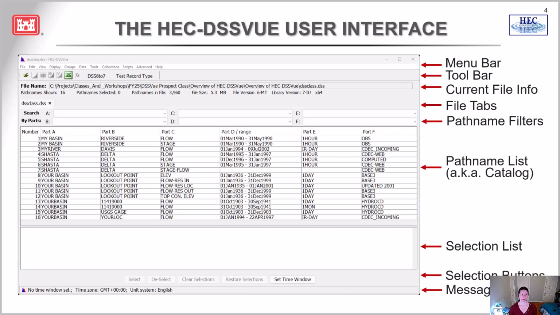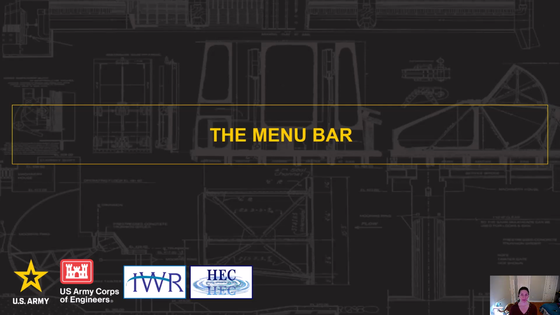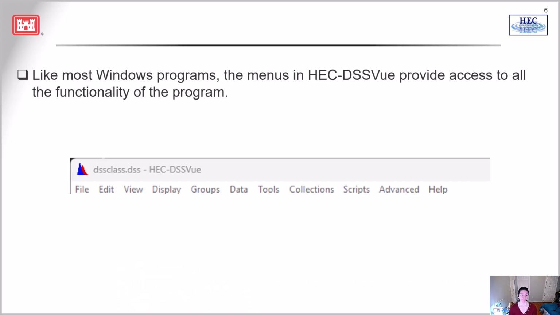So the interface itself is relatively simple and laid out in such a way that it should be fairly intuitive. So you have a menu bar, toolbar, current file, file tabs, path names, etc. And we're going to go through each and every one of these particular blocks so that you'll have a better idea of what each block does and how to utilize it with your HEC-DSS data. So we're going to start with the menu bar.